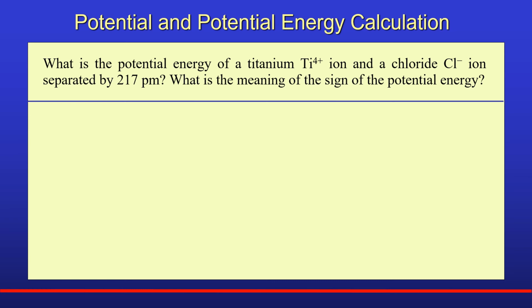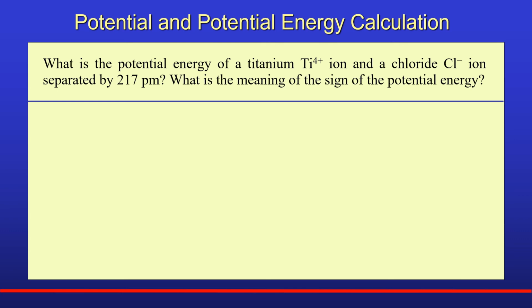Here's the problem. What is the potential energy of a titanium 4+ ion and a chloride ion separated by 217 picometers? Remember, you have to have at least 2 ions to have potential energy. What about that separation, 217 picometers? Well, that's a typical value for a bond length. So that's a realistic number.